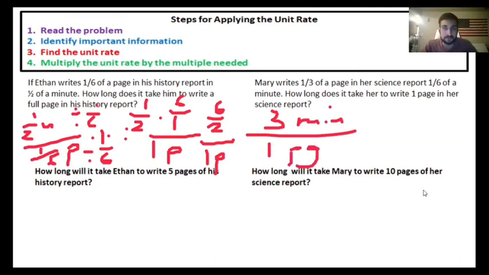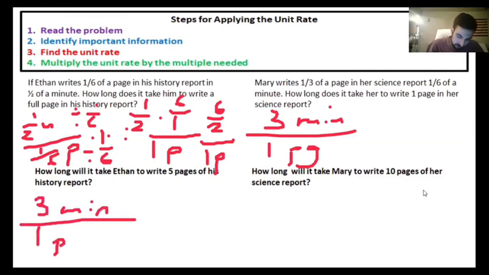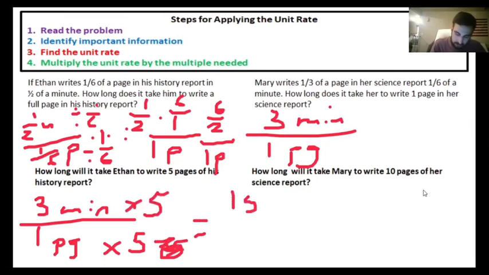So that's part 1. So our second part, how long will it take Ethan to write 5 pages? So right now we know 1 page. So we know it's 3 minutes for 1 page. So 3 minutes for one page, but we want 5 pages. In order to get this to 5 pages, we're going to multiply our unit up to 5. So times 5. Do I do it to the bottom? I do it to the top. And we will have 15 minutes for 5 pages.